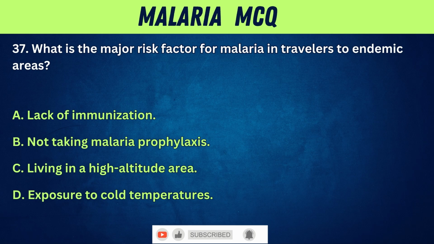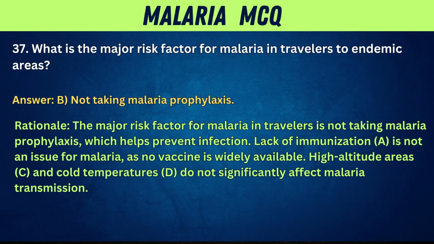37. What is the major risk factor for malaria in travelers to endemic areas? A. Lack of immunization. B. Not taking malaria prophylaxis. C. Living in a high-altitude area. D. Exposure to cold temperatures. Answer: B. Not taking malaria prophylaxis.